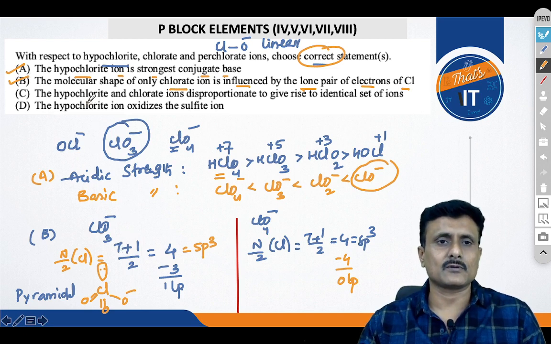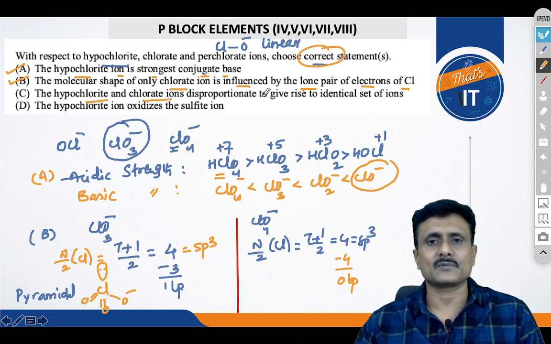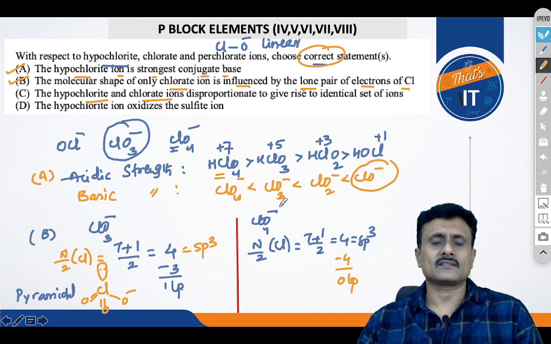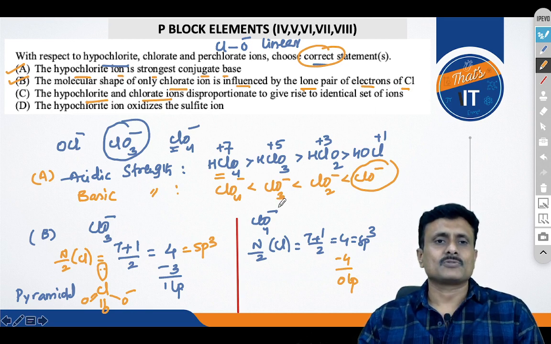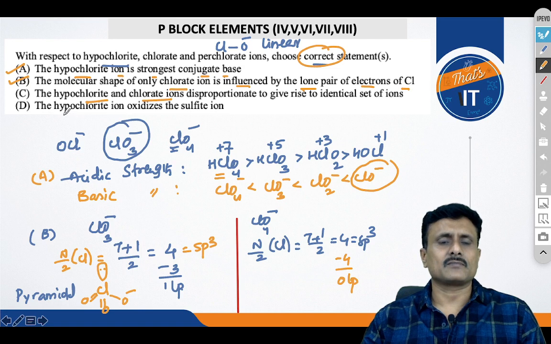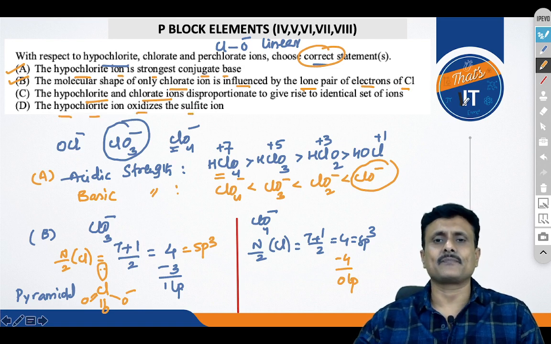Now you can see hypochlorite, that is ClO minus, and chlorate ion disproportionate to give an identical set of ions. So this is a point to be considered. Okay, before that, we will see hypochlorite ion oxidizes sulfite ion. Okay, let's see that option first.